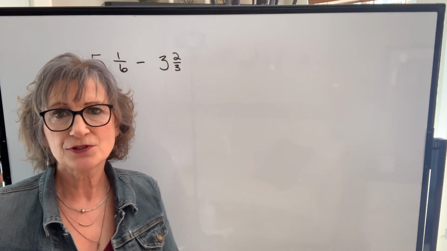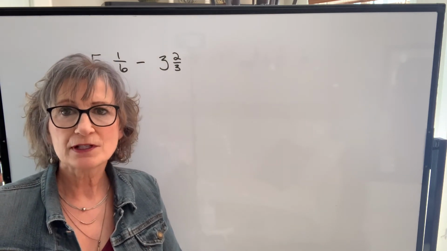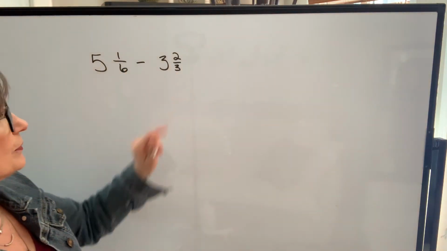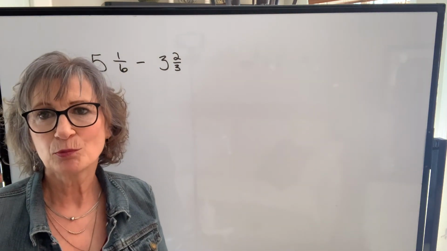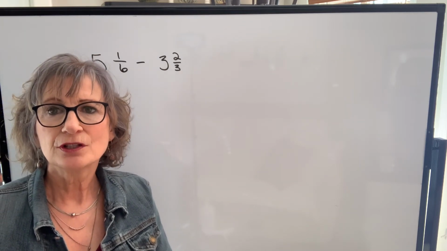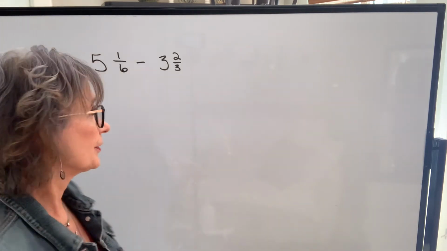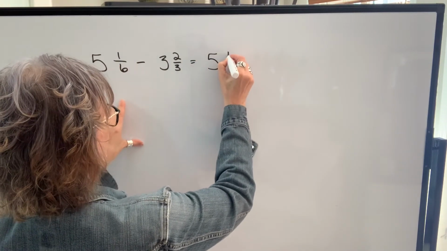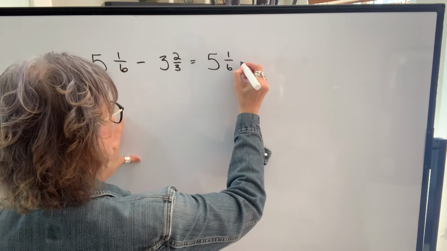That should be your first step, and look for the lowest common denominator. So you're looking for the lowest number that both 6 and 3 divide into evenly, and that number will be 6. Change your fractions to equivalent fractions with 6 as a denominator. So I have 5 1/6. It already has 6 as a denominator, so I don't need to change anything.